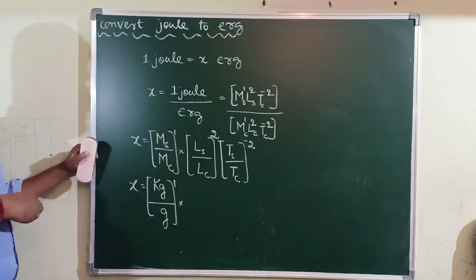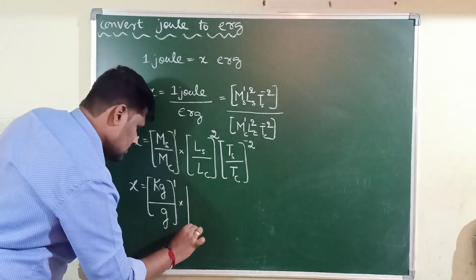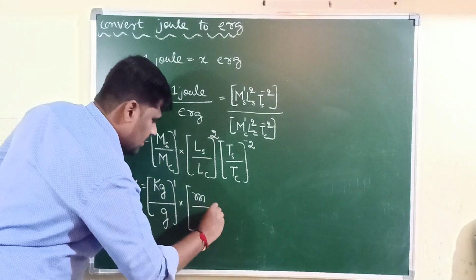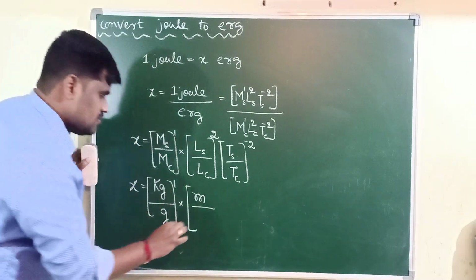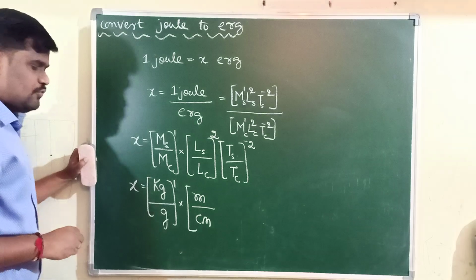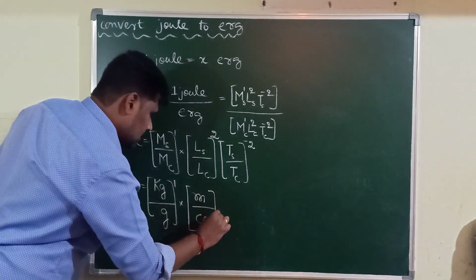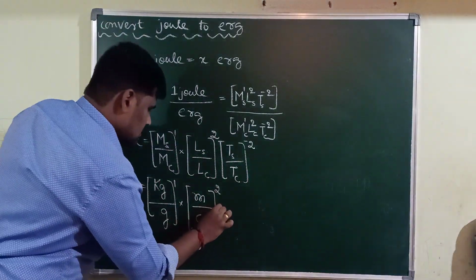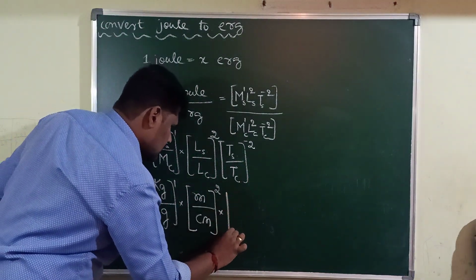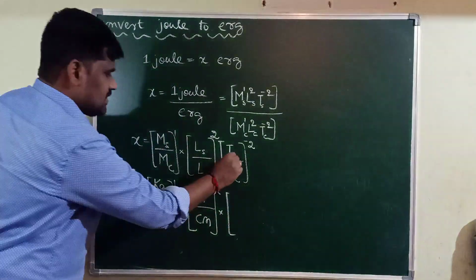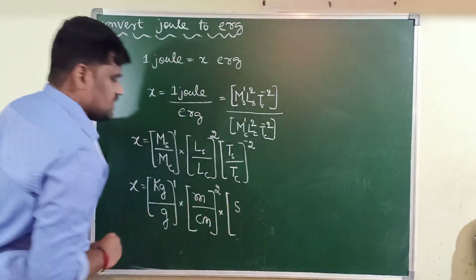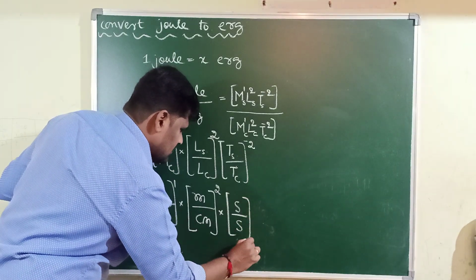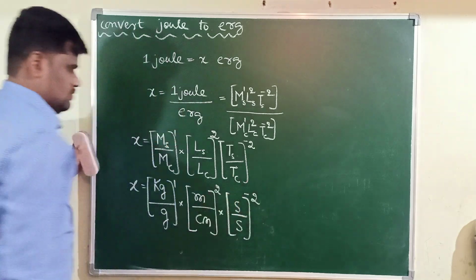Okay. Multiplied by length. Length in SI system is measured in meter, divided by length in CGS system, which is measured by centimeter. Therefore, meter by centimeter to the power 2. Next, multiplied by time. Time in SI system is measured in seconds. Time in CGS system is also measured in seconds. Second by second to the power -2.